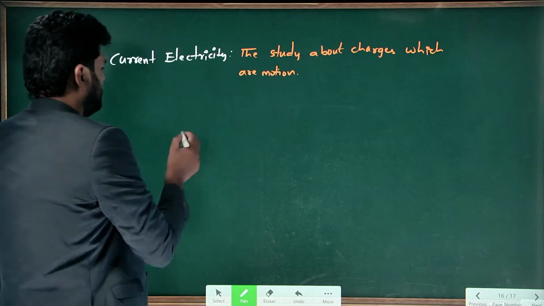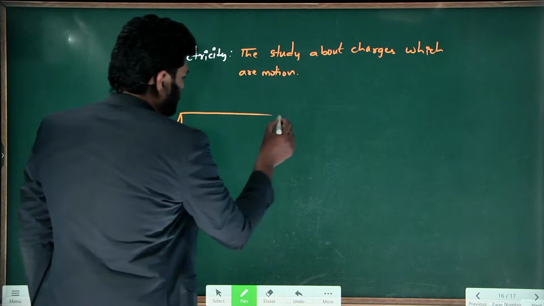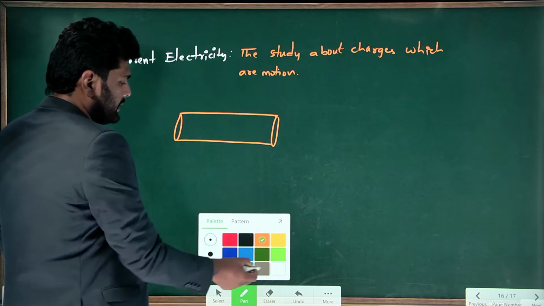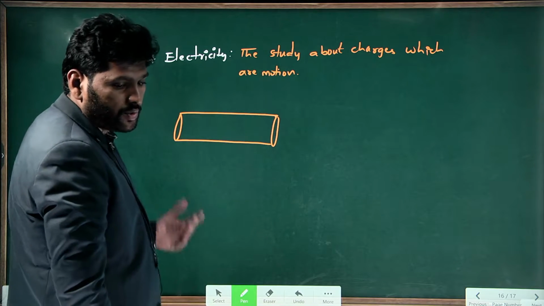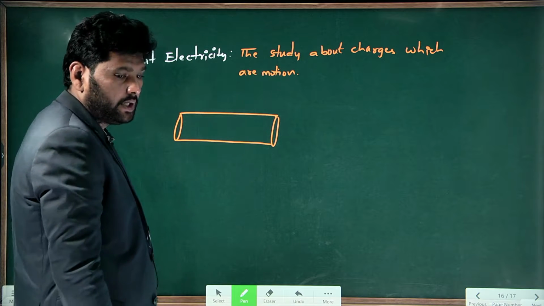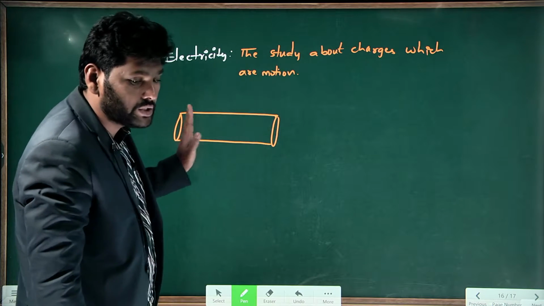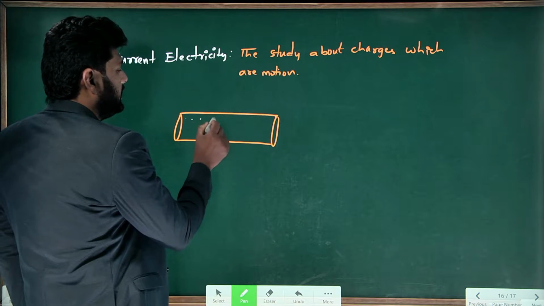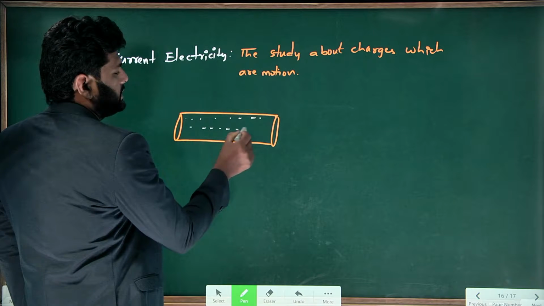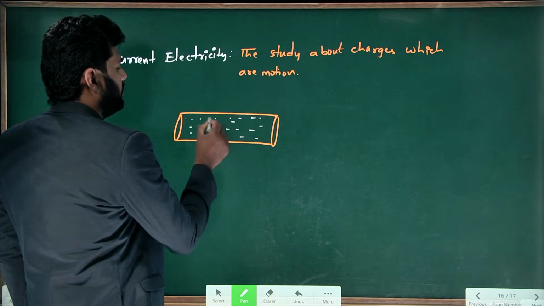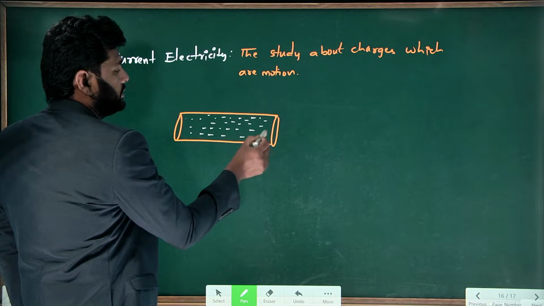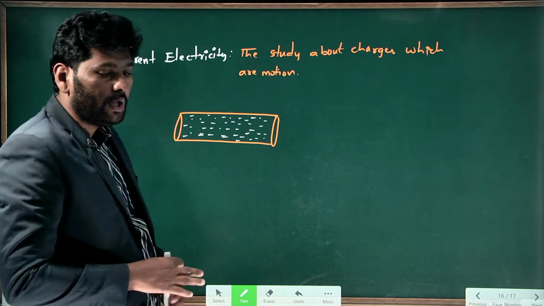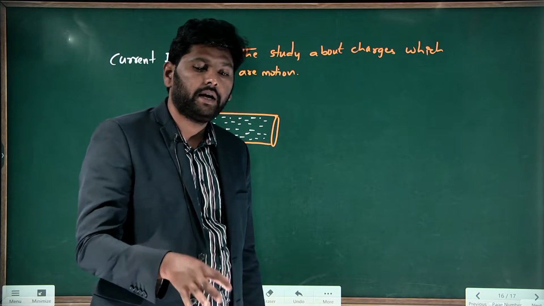Now let us assume that this is a conductor. You have not connected any source of power to this conductor. So what is going to happen inside the conductor? Inside the conductor, charges are moving in random directions. The negative charges are moving randomly when we have not connected any source to the conductor.